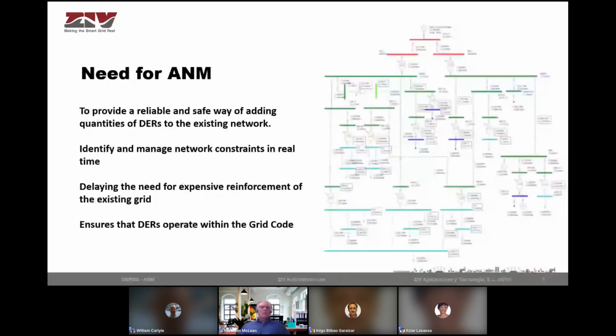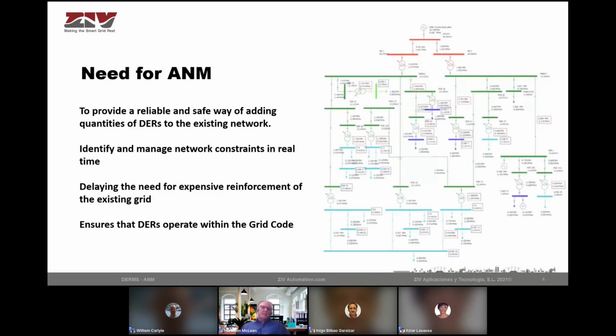So first of all, let's deal with the need for ANM. Why do we need ANM? What we need is to find a reliable and safe way of adding quantities of DERs to the existing network. As you add more and more generators into this distribution network, we're going to find that the network in certain areas is going to be overloaded because it was never designed for that type of load. The ANM system, therefore, has to identify and manage these network constraints.